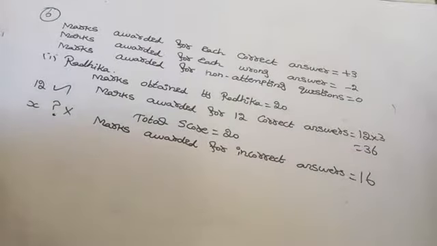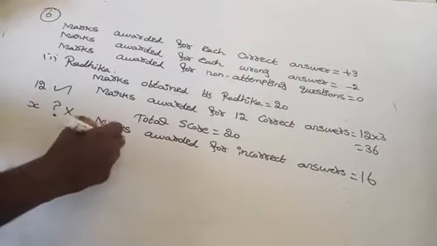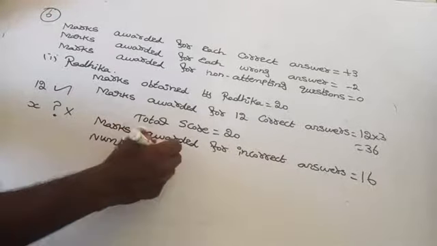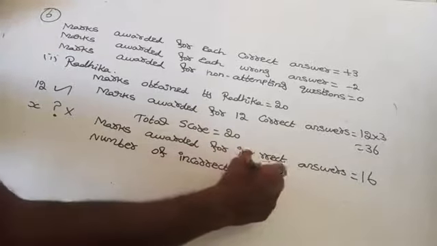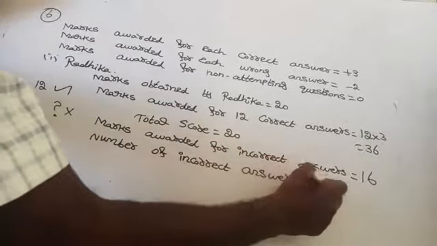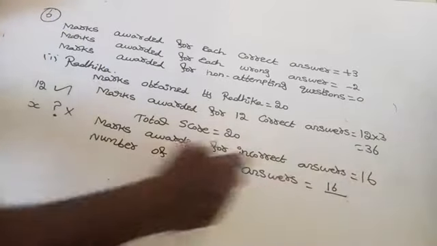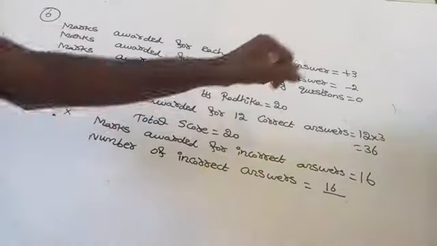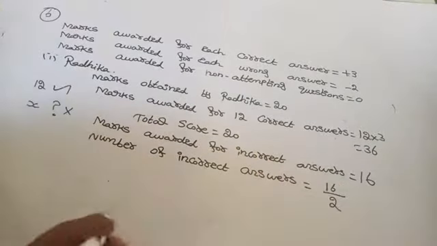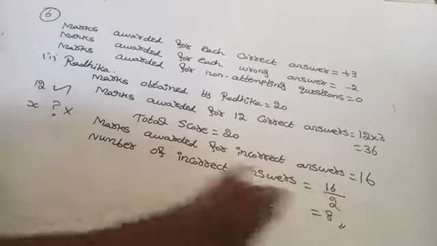Yes. Now, we don't know how many questions she attempted incorrectly, that is, gave the wrong answer. So the number of incorrect answers: 16 here is the marks awarded for incorrect answers. What is the marks awarded for each wrong answer? That is minus 2. So 16 by 2, then it is 8.